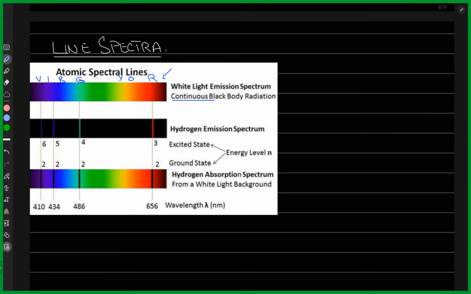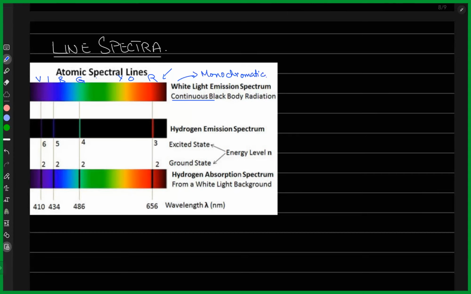Now, if I pass this white light, well, not any. The point is that this white light is not monochromatic, which means it does not have the same wavelengths and speeds.